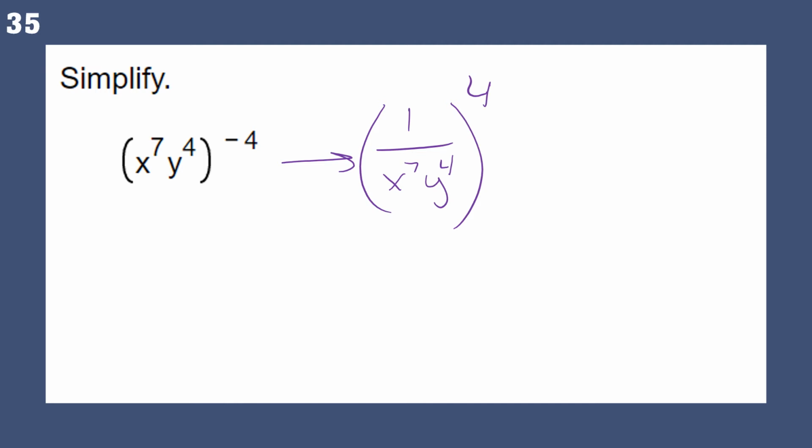The next thing we need to do is we still need to bring in that fourth exponent. 1 to the fourth is just 1, so that's not too bad. And then on the bottom, we just need to multiply those out. So I'm going to say x to the 28th and y to the 16th.